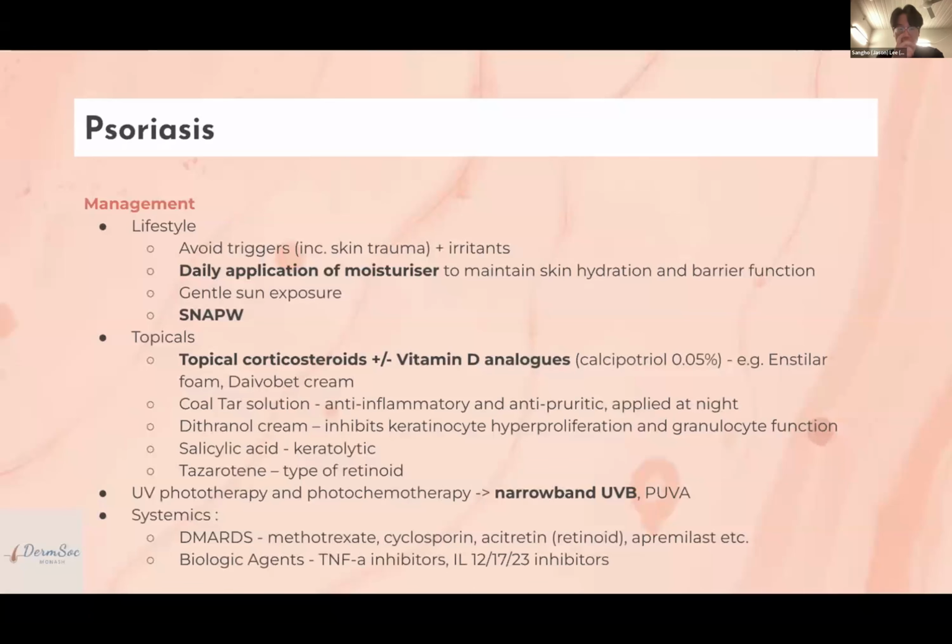So to manage psoriasis, similar approaches, lifestyle management, avoid triggers, moisturize well, SNAP W, and sun exposure actually helps with psoriasis since exposure to a mild, gentle amount of UV can actually help treat psoriasis. So gentle sun exposure is recommended. Topical agents, so we want to use steroids and also vitamin D analog, so vitamin D basically, which helps to settle down the excessive proliferation of the keratinocytes, which cause that thickening of the scale. And these sort of come often in combination with the topical steroids. We can use coal tar solutions, dithranol creams, keratolytic agents like salicylic acid to try and get rid of that excessive scaling on the top.